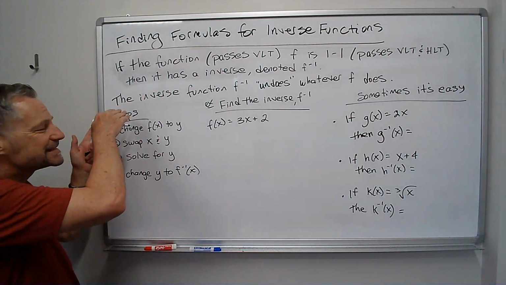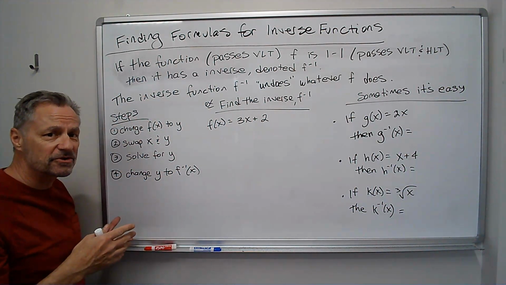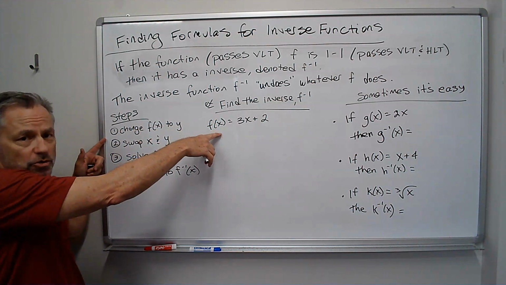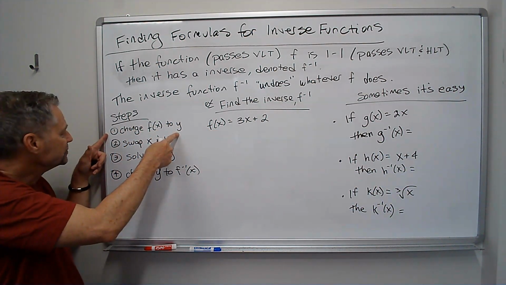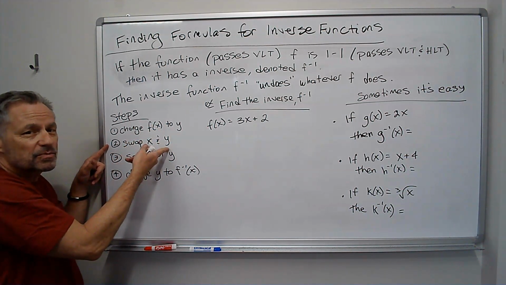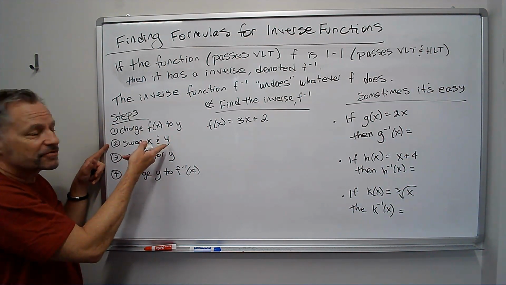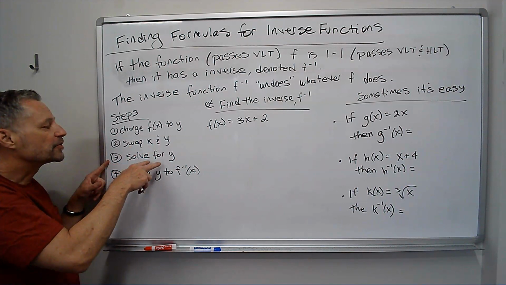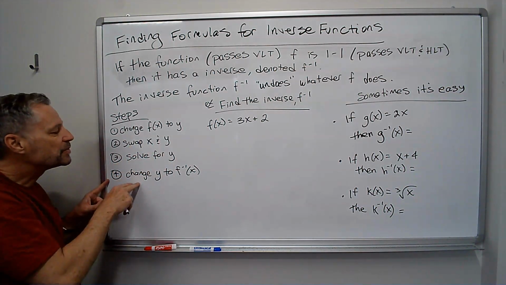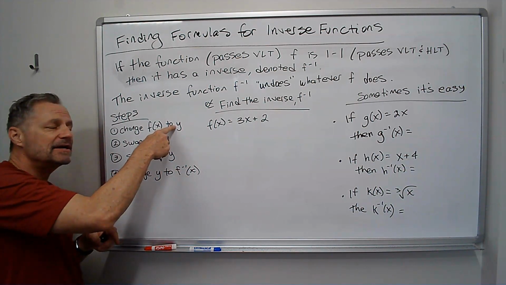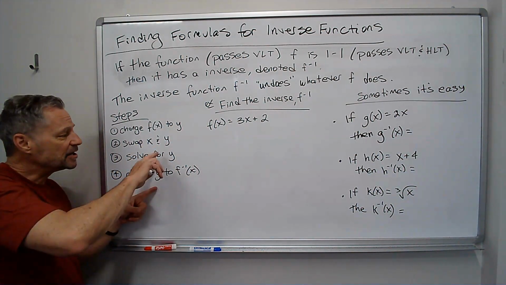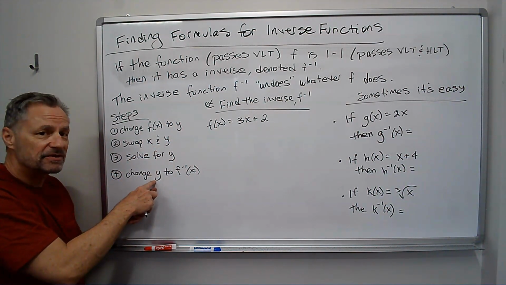I've got some steps here you can follow to find the inverse, and I'll show you on this problem. First, we change f of x to y. Then we swap the x and y, which is what makes it become the inverse. Then we solve for y. And then we change y to f inverse of x, because it's not the same y. Y up here was the function. Y down here, once we swapped x and y, is now the inverse function.